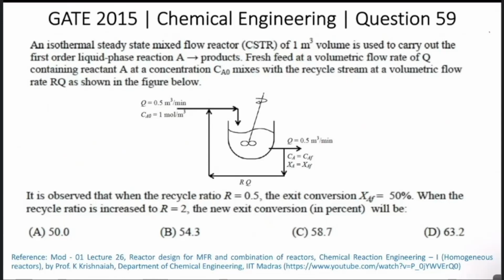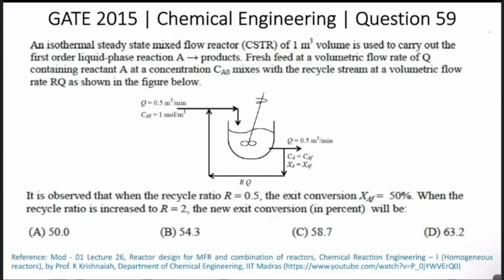So this is a question from Chemical Engineering GATE 2015, question number 59. An isothermal steady state mixed flow reactor or CSTR of 1 meter cube volume is used to carry out the first order liquid phase reaction A gives product. Fresh feed at volumetric flow rate of Q containing reactant A at concentration Ca0 mixes with the recycled stream at a volumetric flow rate of RQ as shown in the figure below.